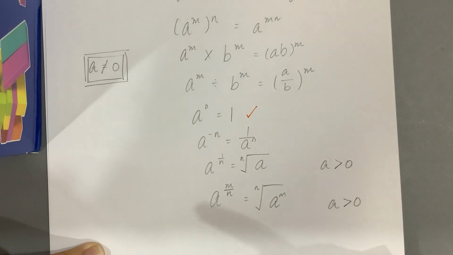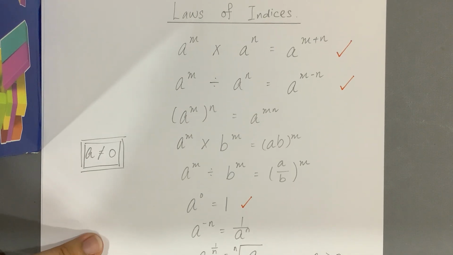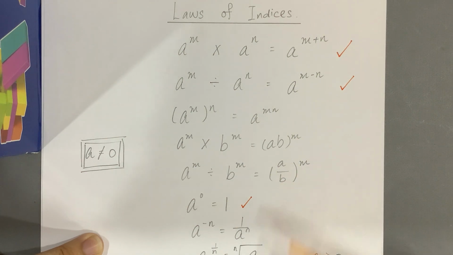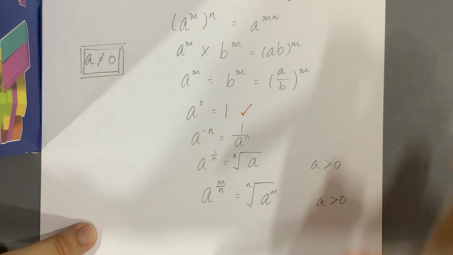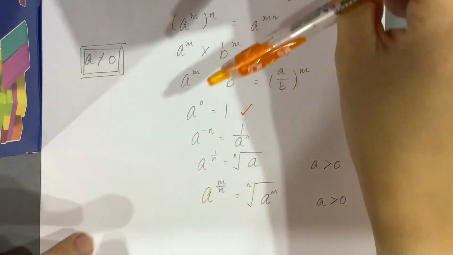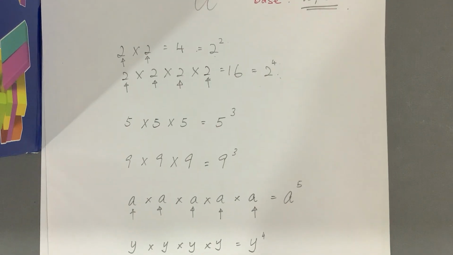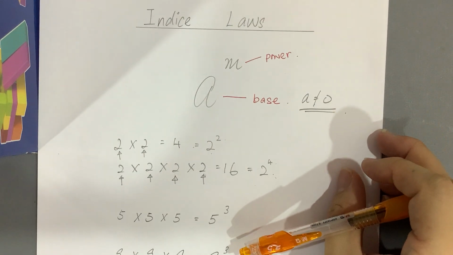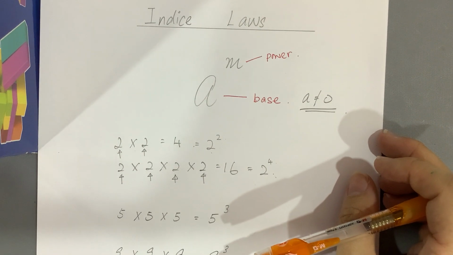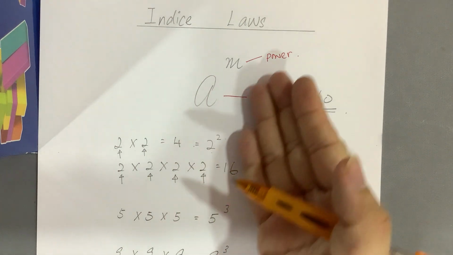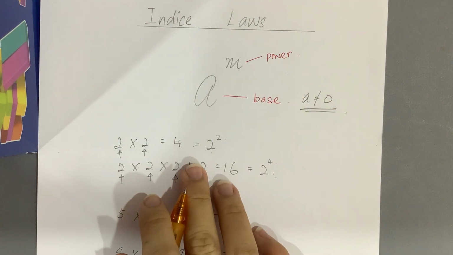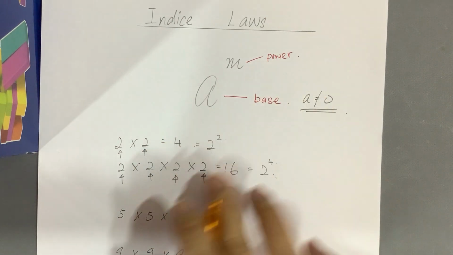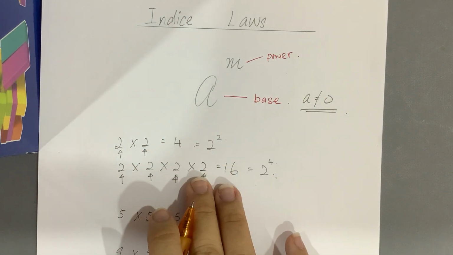So in the next video, I will then cover the other laws of indices. Okay, so revisit what we have covered today. This is what we started off with. For laws of indices: base, power. Base is the number that is appearing. Power is the number of times that the base appears.